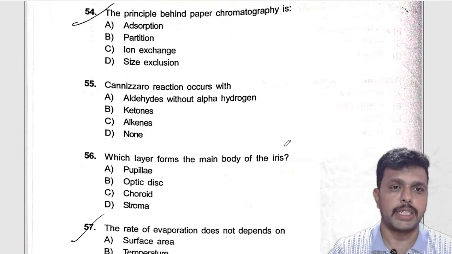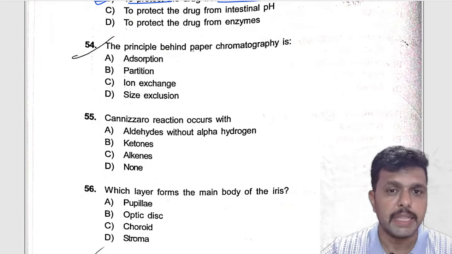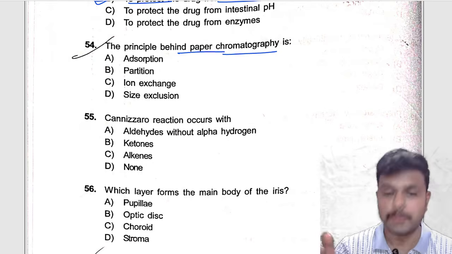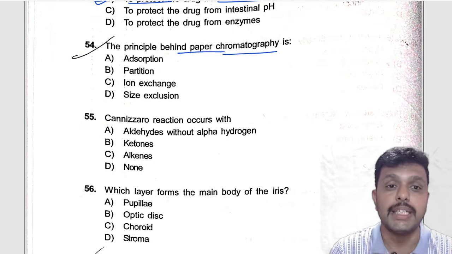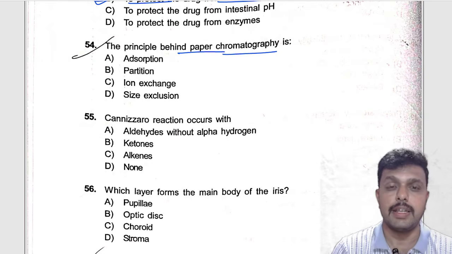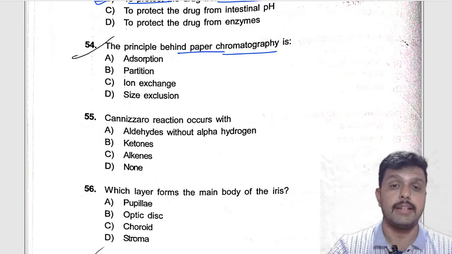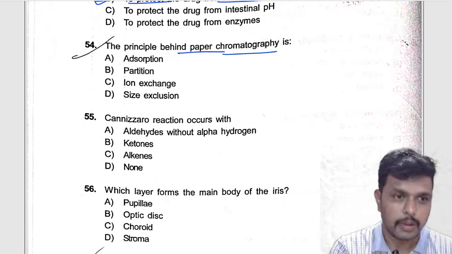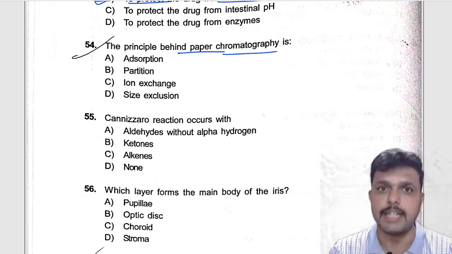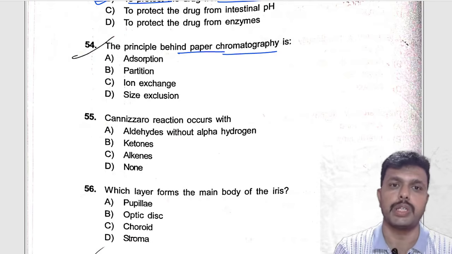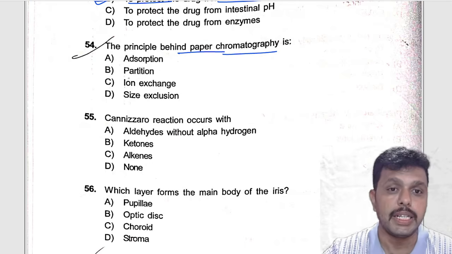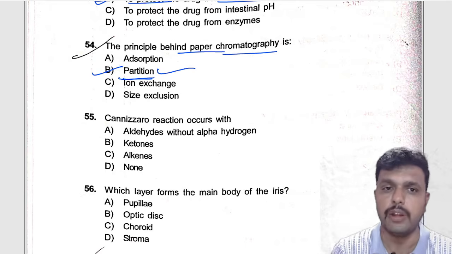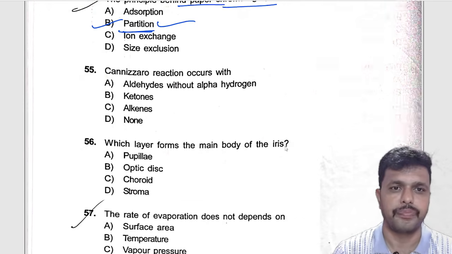Next, 54. The principle behind paper chromatography. Paper chromatography is mainly based on partition. Partition means the substance is separated based on how it is distributed between the mobile phase and the stationary phase. That distribution is what we call partition. So paper chromatography is mainly based on partition.